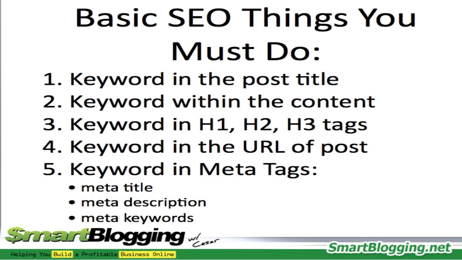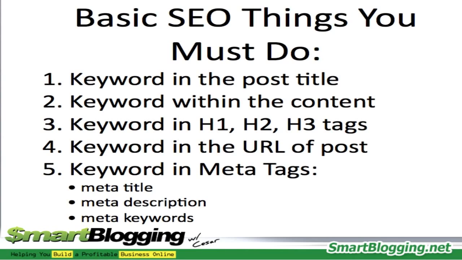And these are: 1. Keyword in the post title, 2. Keyword within the content, 3. Keyword in the H1, H2, and H3 tags, 4. Keyword in the URL of the post, and 5. Keyword in the meta tags, including title, description, and keyword meta tags. These 5 very basic steps are essential for getting higher rankings in the search engines.